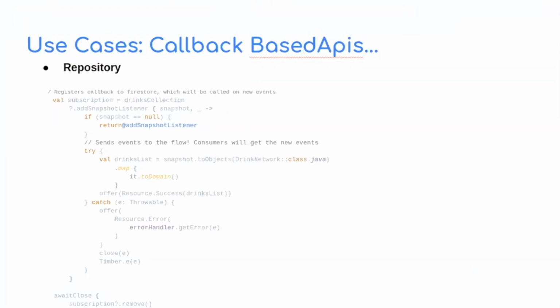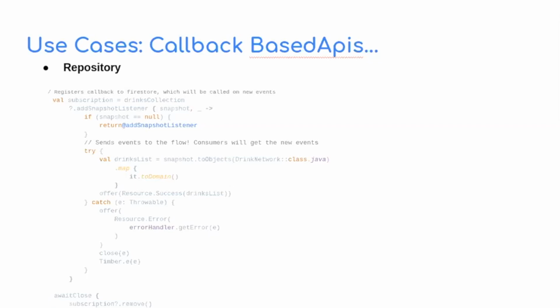With Firestore, we have on snapshot listeners. So with the callback flow, we can add a listener and get all the events as they propagate. We can have an on snapshot listener and get every single piece of data that comes in and propagate it to our collectors.